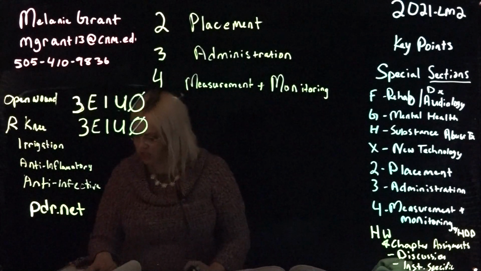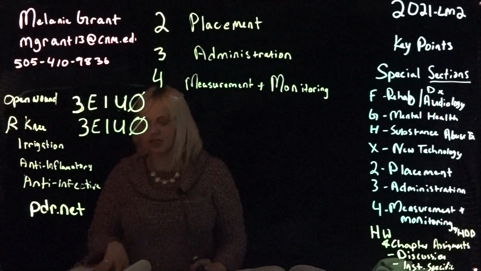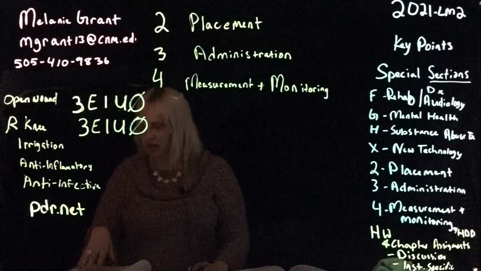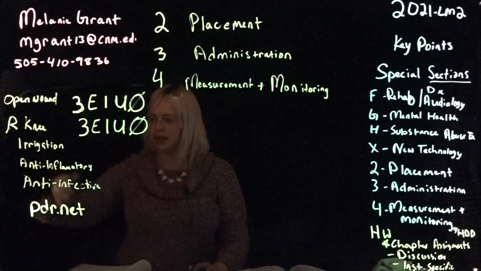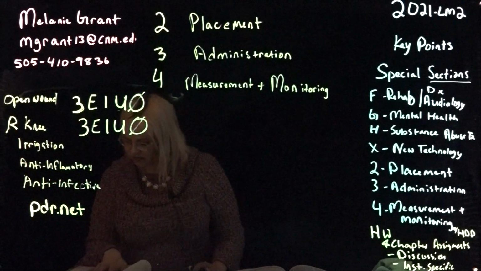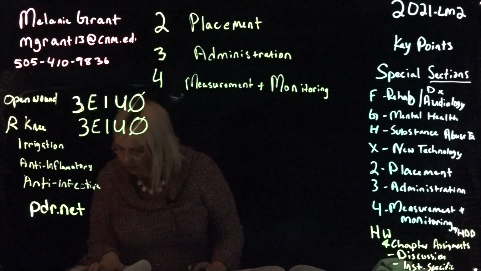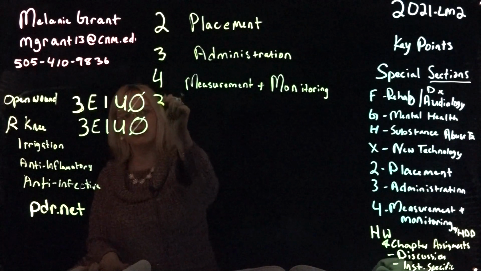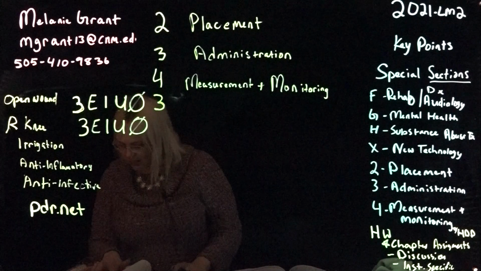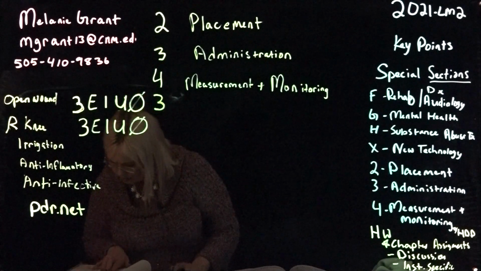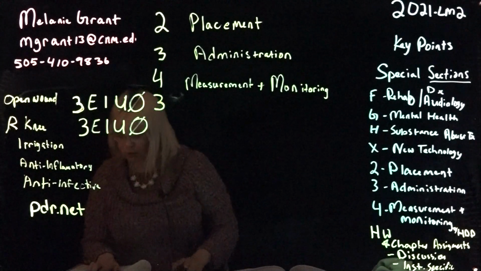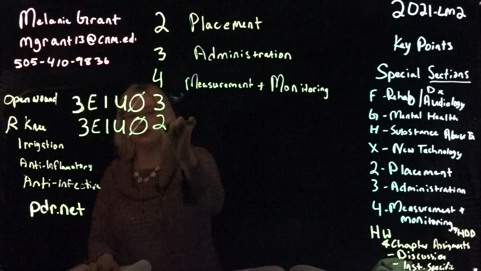Okay? Our next section is the substance. And this is where our codes are going to vary, because we have one code here for an anti-inflammatory and one for an anti-infective. Our anti-inflammatory is found under 3, so we'll list that one first. Our anti-infective is right above that, under 2.